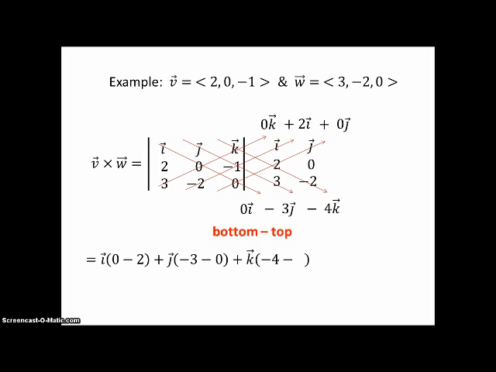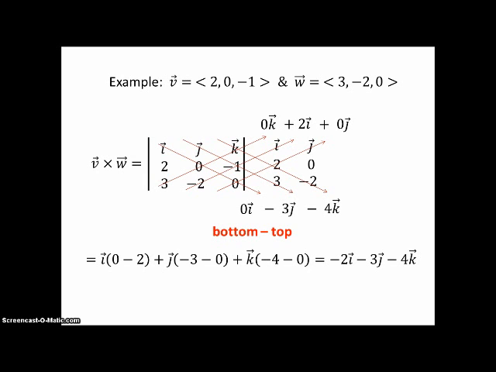So for i, we're taking 0 minus 2. Now, they're not in the same position, so you have to be careful. And for j, it's negative 3 minus 0. And for k, it's negative 4 minus 0. And so we get this vector at the right there as the cross product.